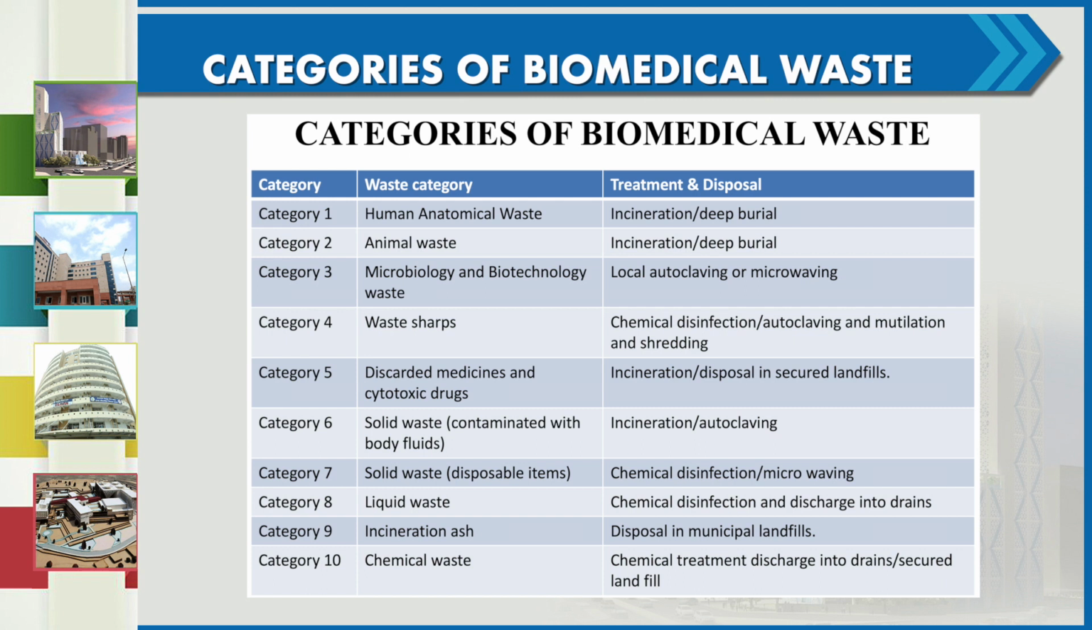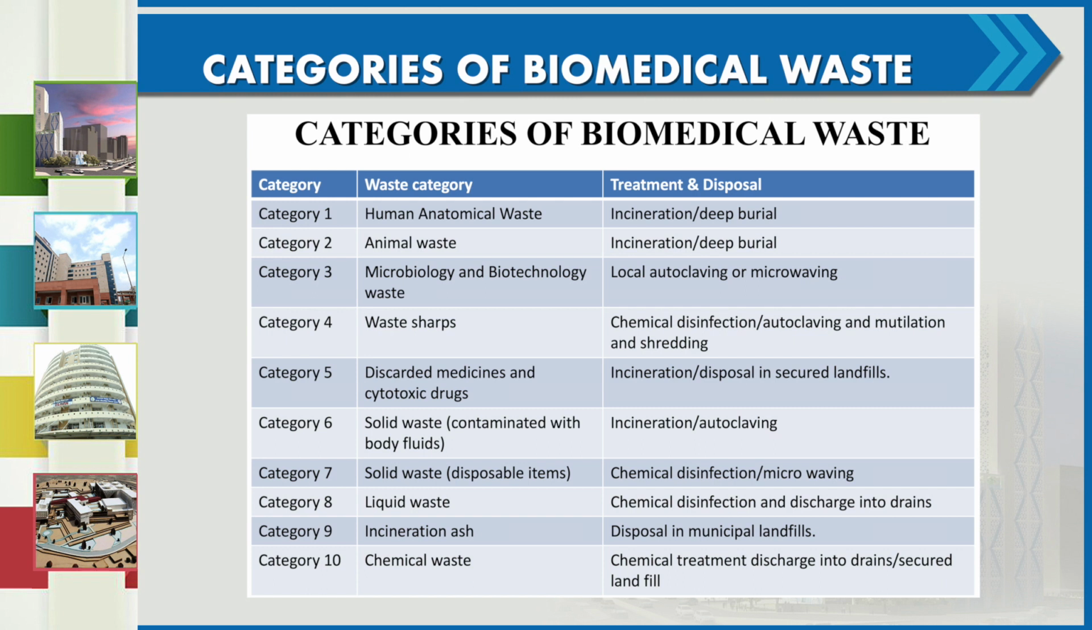Third category is microbiology and biotechnology waste. These are treated by local autoclaving or microwaving. Category 4 is waste sharps. These are treated by chemical disinfection, autoclaving and mutilation and shredding. Category 5 is discarded medicines and cytotoxic drugs. This is again treated by incineration or disposal in secured landfills.